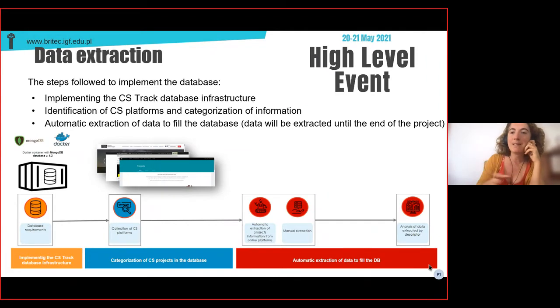So this is a summary of the technical work done to implement this database during the first half of the project. I'm not going to go into detail, but it represents mainly the process that we have followed, which has been a complex technical process, where we have implemented a technical infrastructure, and we have identified the main categories and descriptors to report information of citizen science projects. So we have followed the main standard in citizen science, the PPSR, to categorize this information. And we also identified relevant websites and citizen science platforms to extract data from them and to fill our database with information from existing citizen science projects.